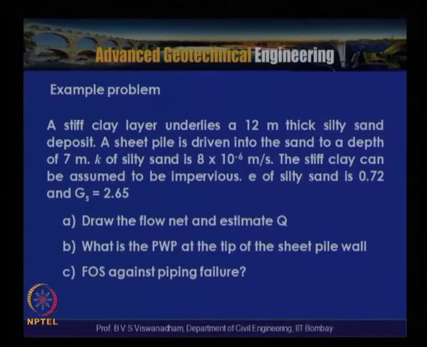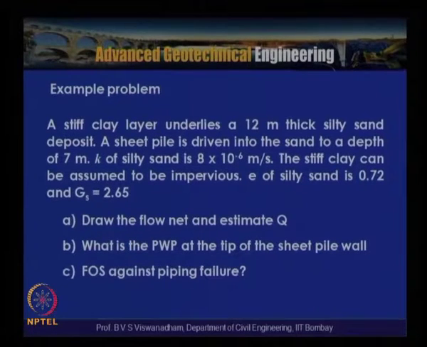A stiff clay layer underlies a 12 meter thick silty sand deposit, and here a sheet pile wall is driven into the sand to a depth of 7 meters. K of the silty sand is 18 × 10^-6 meter per second. The stiff clay layer can be assumed to be impervious, the void ratio of the silty sand is given as 0.72, and the specific gravity of the solids is given as 2.65.